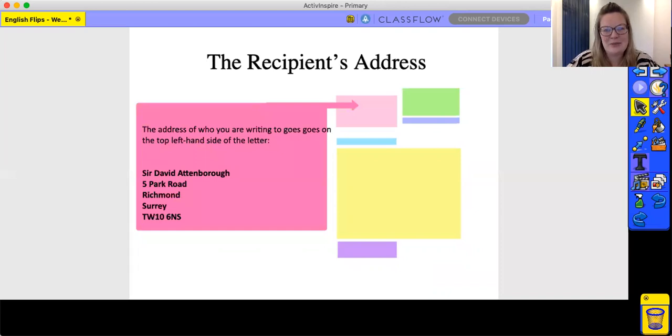Okay, in the next box, we have the recipient's address. The recipient is the person that we are sending it to. We are going to be sending our letter to Sir David Attenborough. And as you can see on the screen now, there is his address. So in the pink box on your plan, could you please write Sir David Attenborough, 5 Park Road, Richmond, Surrey, and the postcode. Remember again, capital letters for all of the proper nouns.